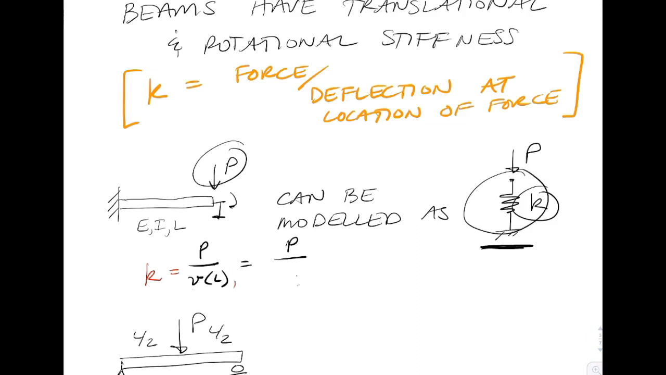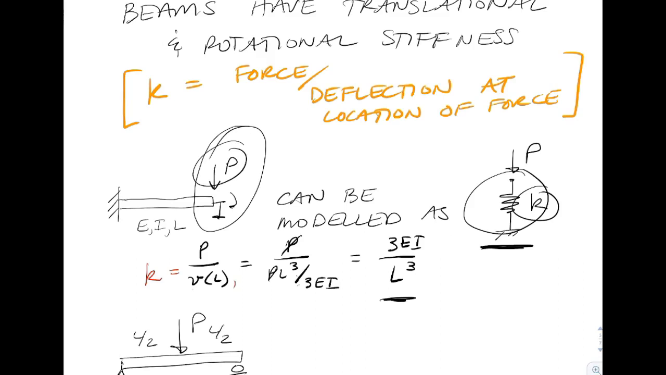So this just comes from a table lookup, looking in the flexural table. And so the deflection at the free end of a simple cantilever with a point load is PL cubed over 3EI. Invert, we'd end up with 3EI over L cubed, since the P's will cancel. So that would give us the value of the translational spring if we wanted to model the beam and that point load as a simple spring.